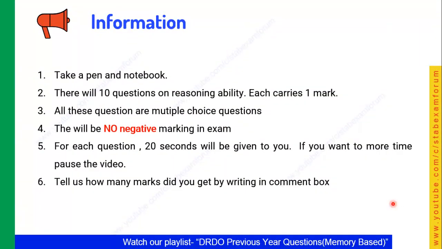So students, just do it like an exam, take a pen and notebook. There will be 10 questions on reasoning ability and each question carries 1 mark. All these questions will be multiple choice and there will be no negative marking, just like your Admin and Allied exam. For each question 20 seconds will be given to you, and if you want more time you can pause the video and solve that question. Finally, you can tell your marks by writing in the comment box.